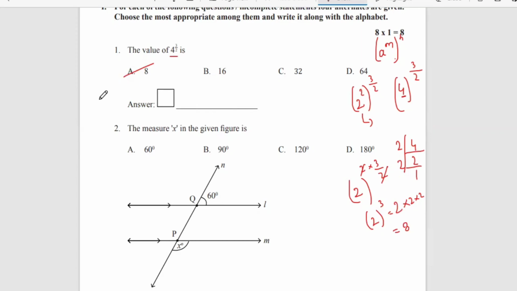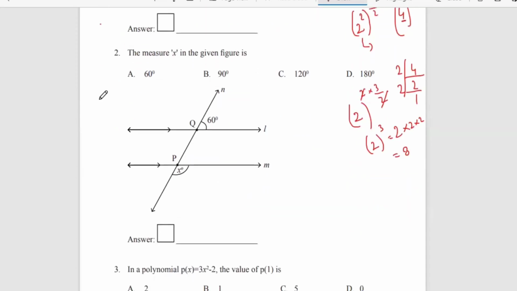Moving to the second one, they're asking to find the measure of x in the given figure. This angle is given as 60 degrees, and x is below it. Now, how to find it out? I hope you are well aware of the properties. You must have heard about corresponding angles, right? This angle is 60 degrees, so below that, I can consider this angle also to be 60 degrees because of the corresponding angle property.